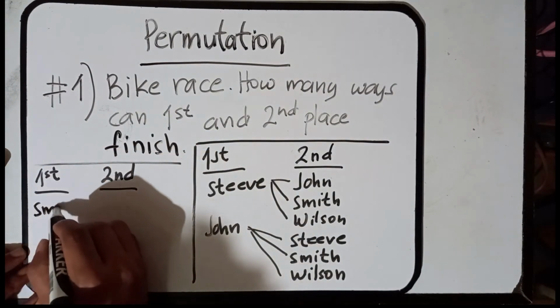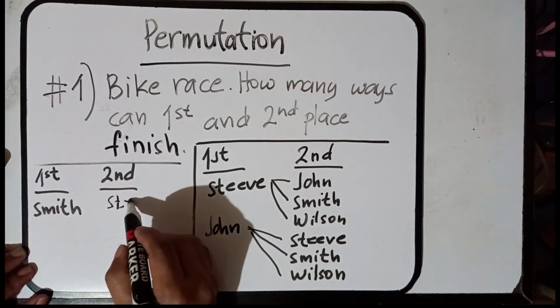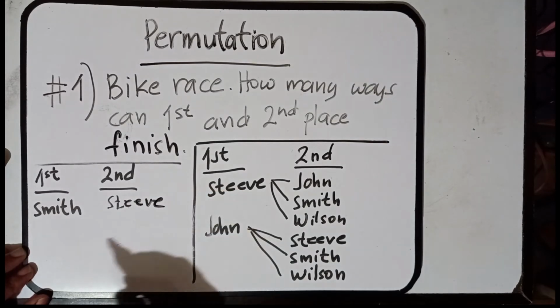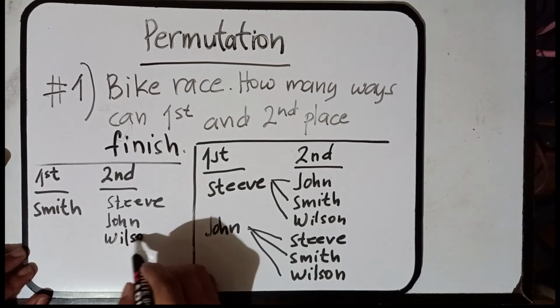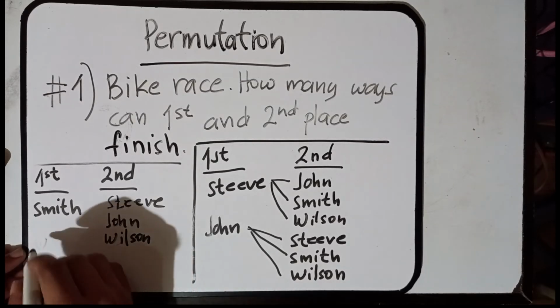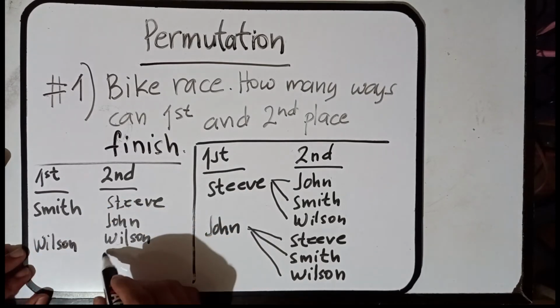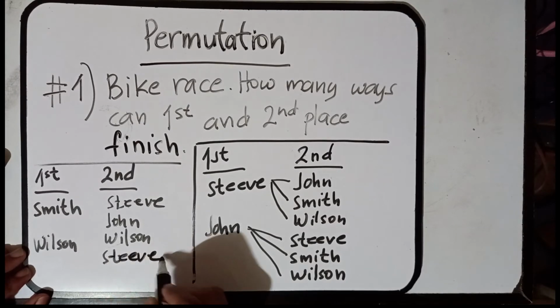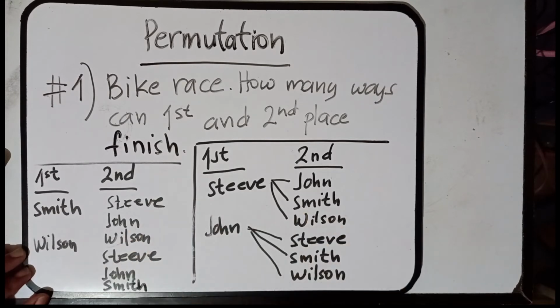If Smith is the first placer, then probably Steve, John, or Wilson can be the second placer. If Wilson is the first placer, then probably it can be Steve, or John, or Smith can be the second placer.